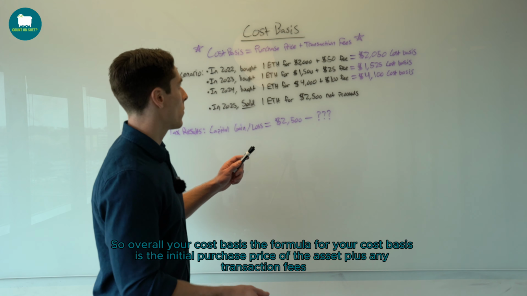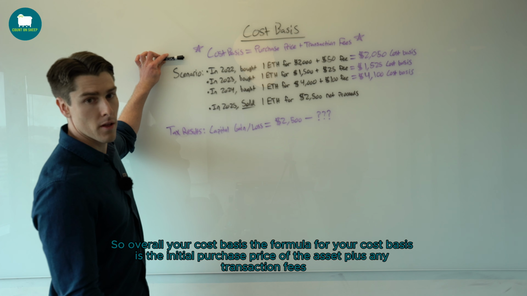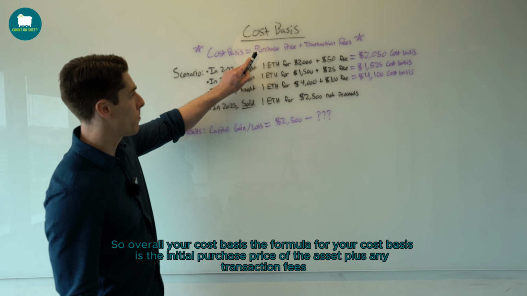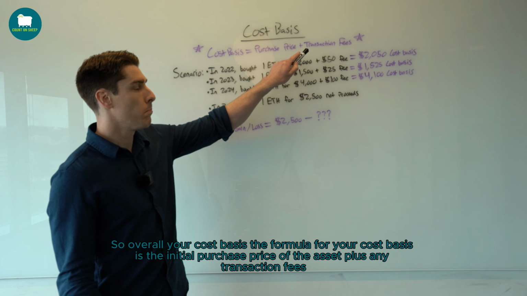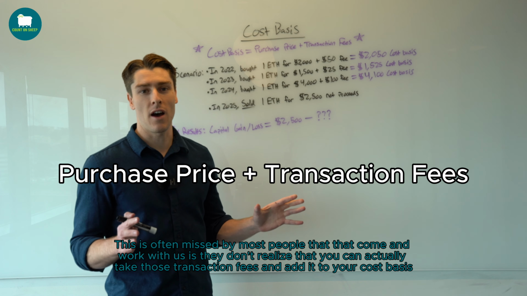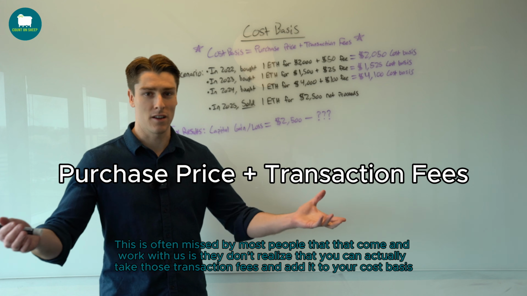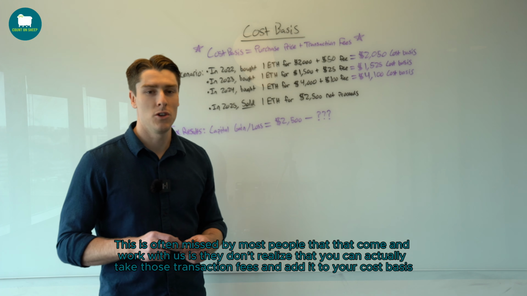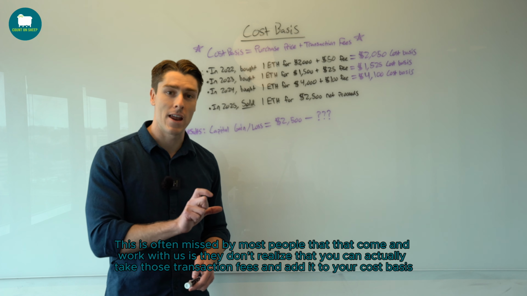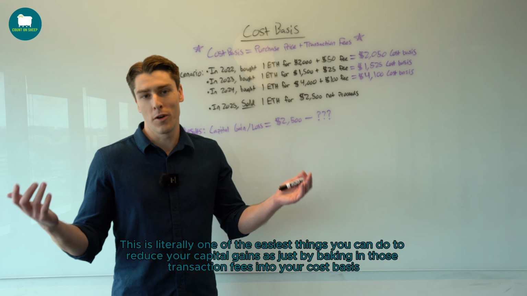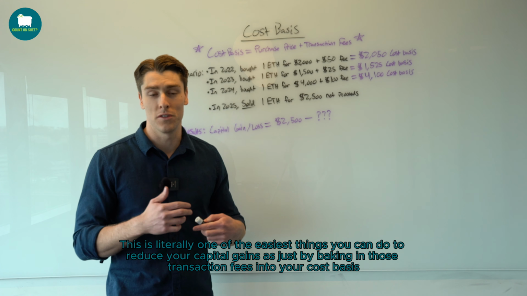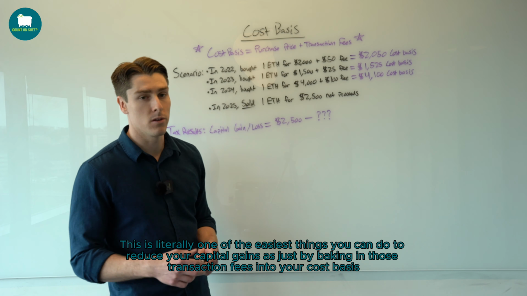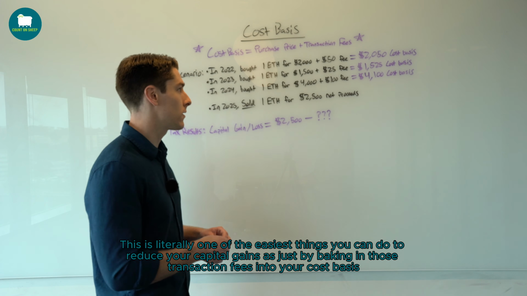So overall, the formula for your cost basis is the initial purchase price of the asset plus any transaction fees. This is often missed by most people that come and work with us: they don't realize that you can actually take those transaction fees and add them to your cost basis. And this is literally one of the easiest things you can do to reduce your capital gains, just by baking those transaction fees into your cost basis.